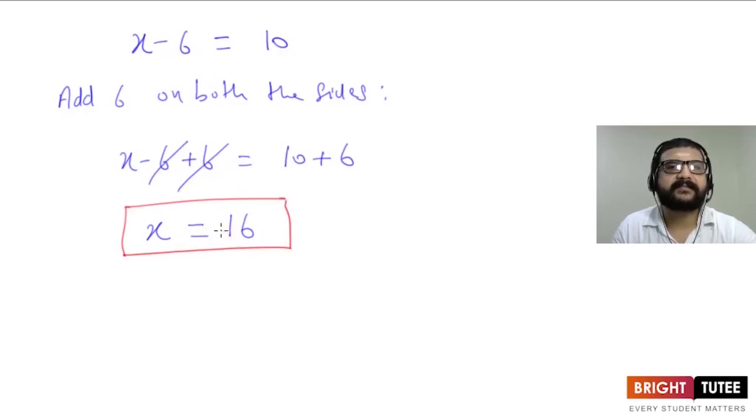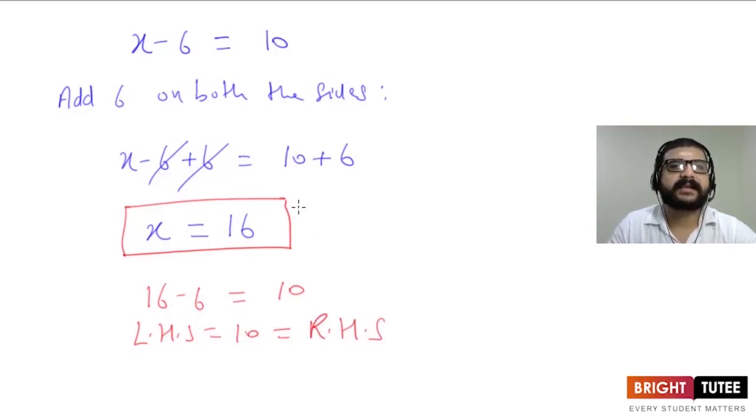Now let's check whether it is true or not. Let's substitute this value of x in the given equation. So it will become 16 minus 6 is equal to 10. Now what will be LHS? LHS will be equal to 16 minus 6, which is 10, and this is equal to RHS. Hence x equal to 16 is the solution of the given equation.